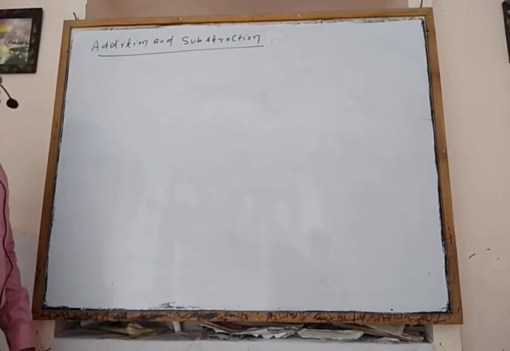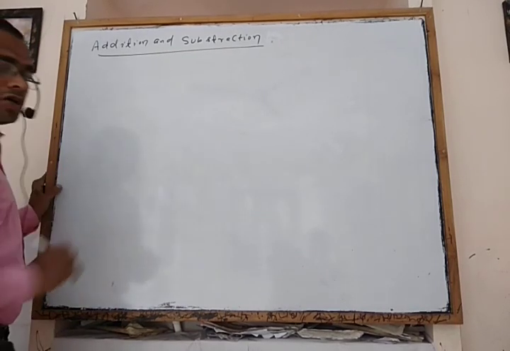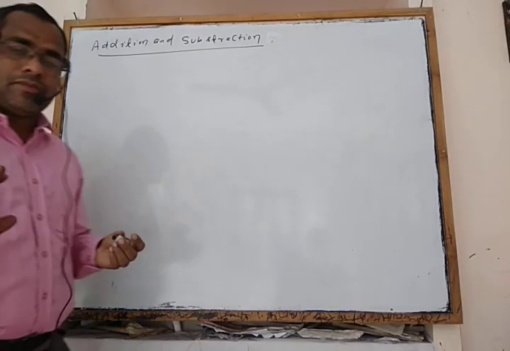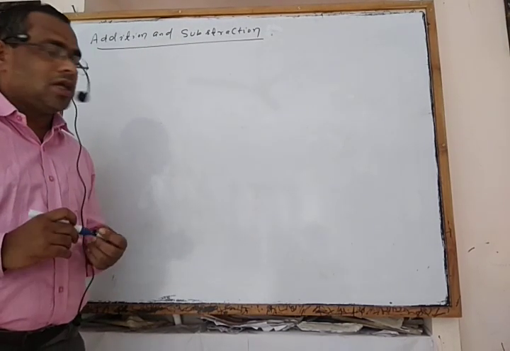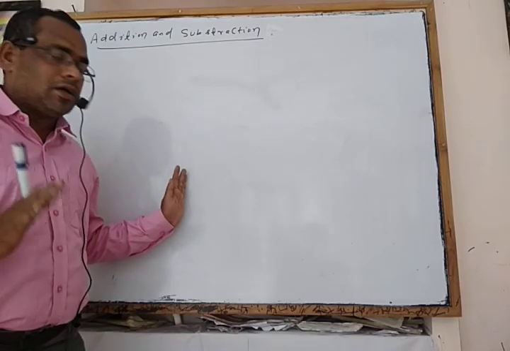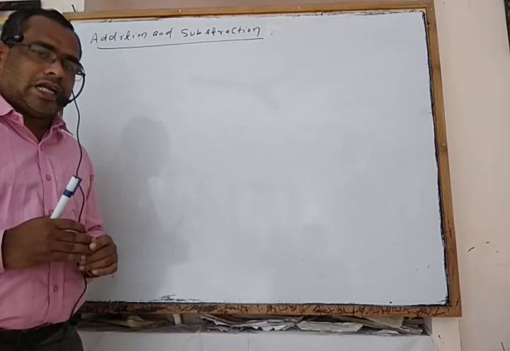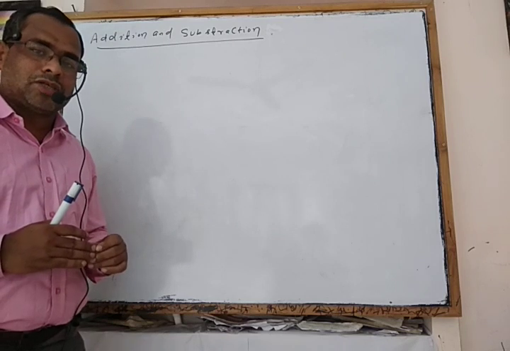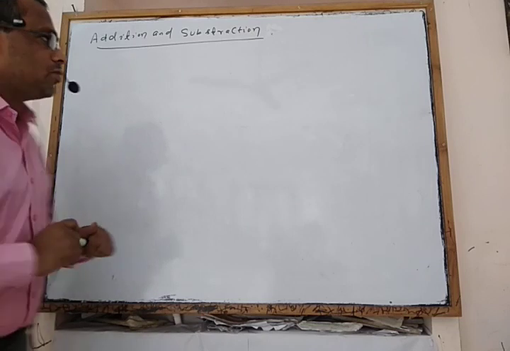Next, addition and subtraction. The addition of two matrices is possible. Addition and subtraction of two matrices are possible if they have the same order. The addition will be obtained by adding the corresponding elements of both matrices, and the subtraction of the matrices is possible by subtracting the corresponding elements of both matrices.